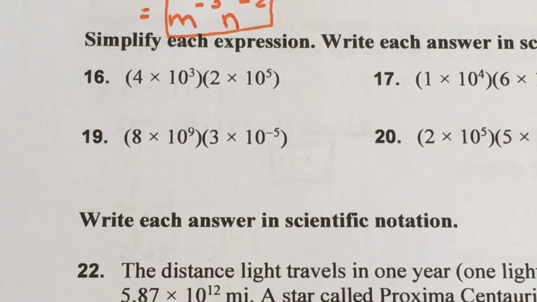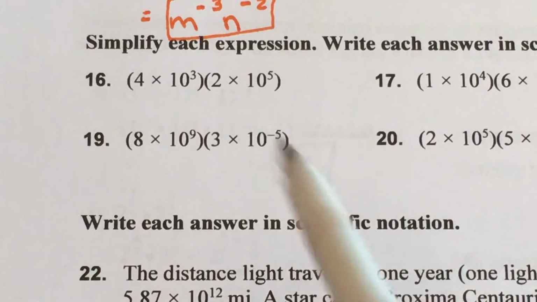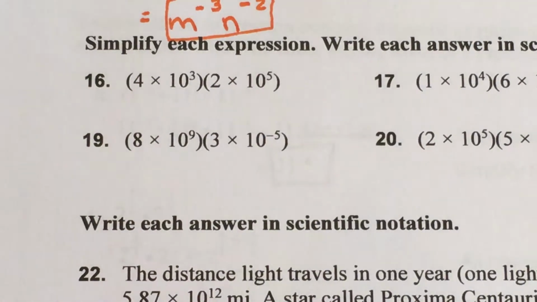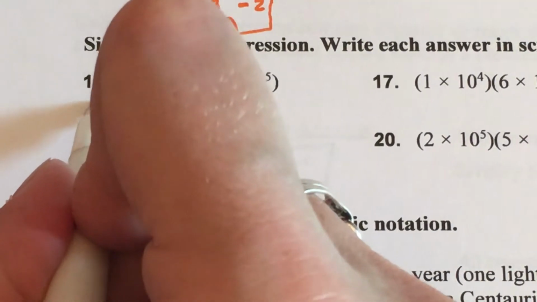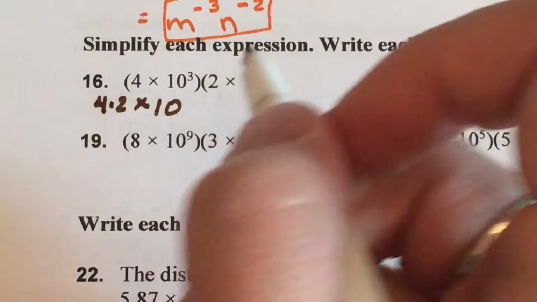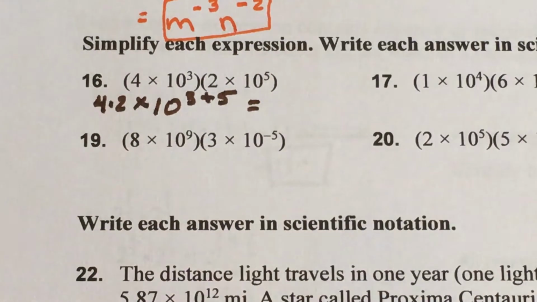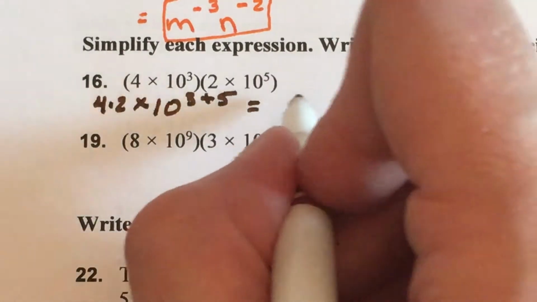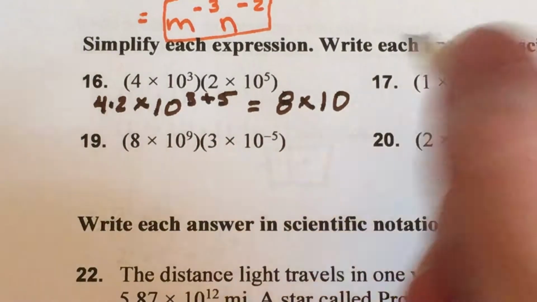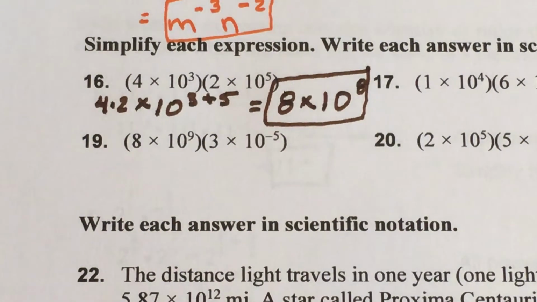Let's look at number 16. Number 16, again, we have our scientific notation. So let's see how to work with that. Coefficients work with coefficients. Bases and exponents work with bases and exponents. So this becomes 4 times 2 times 10 to the 3 plus 5. What does that simplify to become? Well, 4 times 2 is 8 times 10 to the 3 plus 5 is 8. And that's it. 8 times 10 to the 8th power.